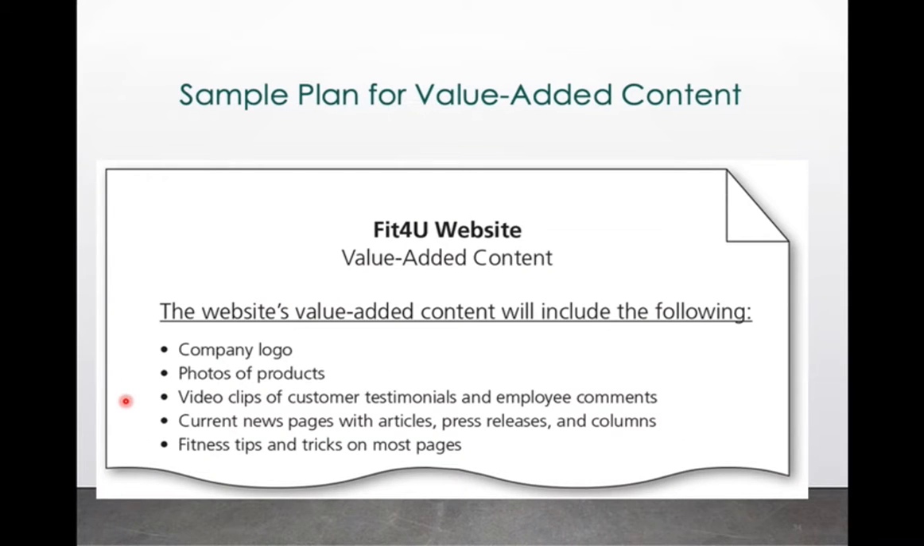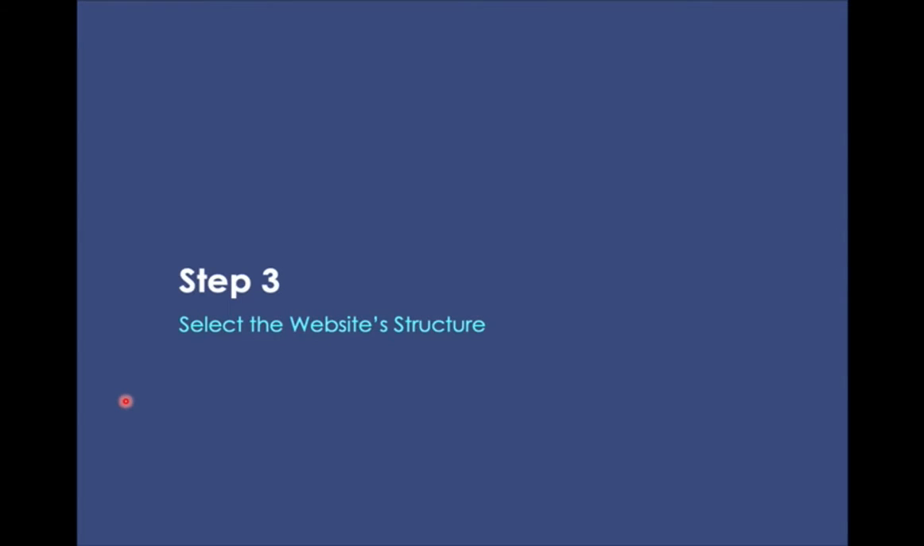So here's a sample plan for value-added content. They're going to make sure they have the company logo, photographs of products, video clips of customer testimonials and employee comments, current news pages, and fitness tips and tricks. So here's a general kind of approach to it, and then you'll get more specific as you go.